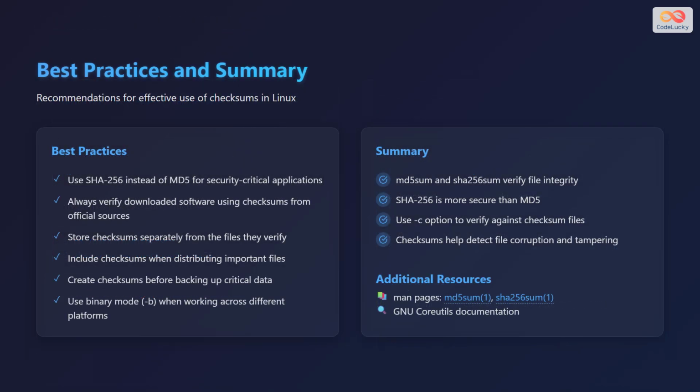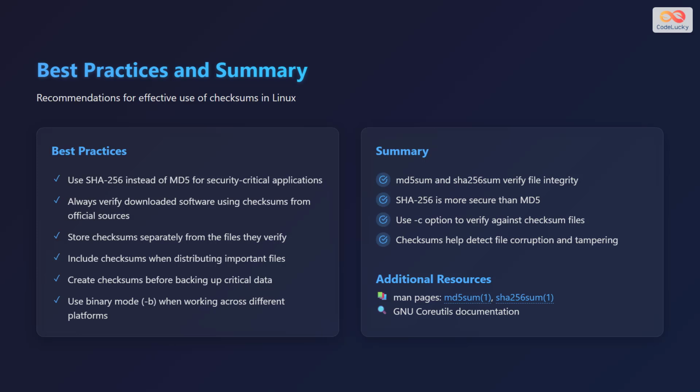Here are recommendations for effective use of checksums in Linux. Always use SHA-256 instead of MD5 for security-critical applications. Always verify downloaded software using checksums from official sources. Store checksums separately from the files they verify. Include checksums when distributing important files. Create checksums before backing up critical data. Use binary mode -b when working across different platforms.